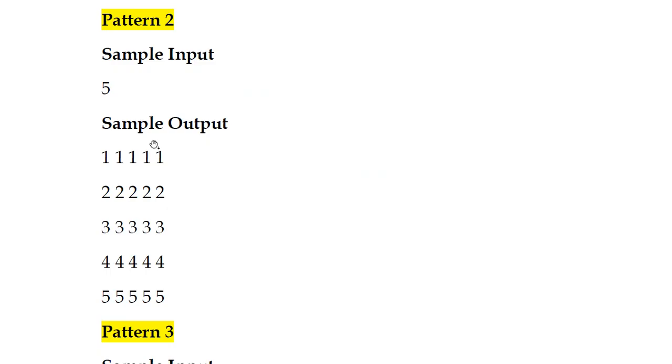Now observe it as a layman. Sample input is 5. You are printing 1 2 3 4 5. So what does that represent? That represents the line number or row number. If the row number is 1, the output in the first line is 1 printed 5 times. If the row number is 2, 2 is printed 5 times. Similarly, if row number is 5, 5 is printed 5 times.